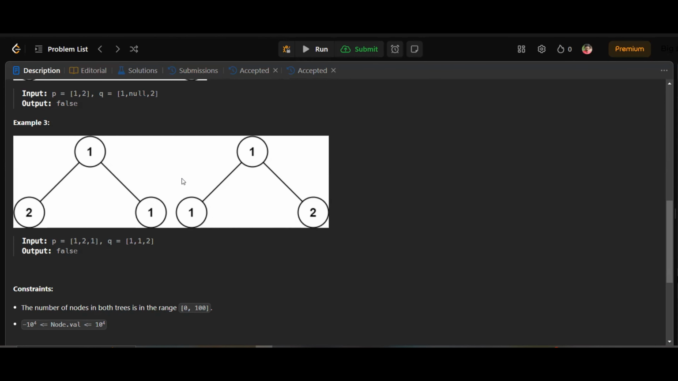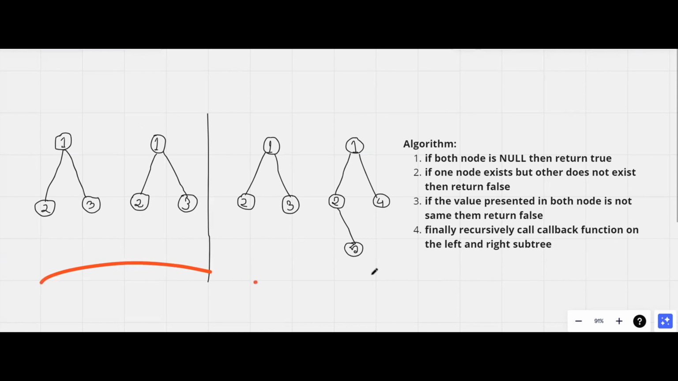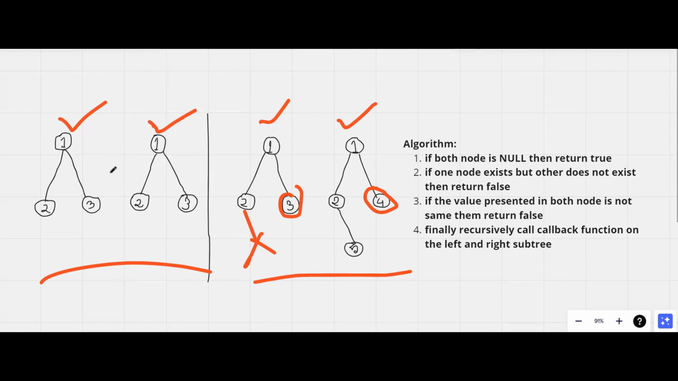Now, let's understand the solution by using some other example. Here, consider these two scenarios where in the first case, both of the trees are the same, but in the second case, both of the trees are not the same because the right child of tree 1 is 3, but the right child of tree 2 is 4. And node 2 also has a right child, but in the first tree, node 2 does not have any other children. So here we can say that these two trees are not the same, but these two trees in scenario 1 are exactly the same. Now let us understand the algorithm.